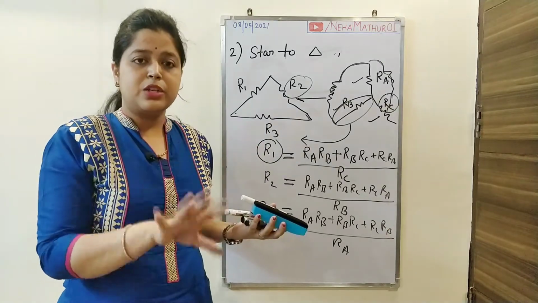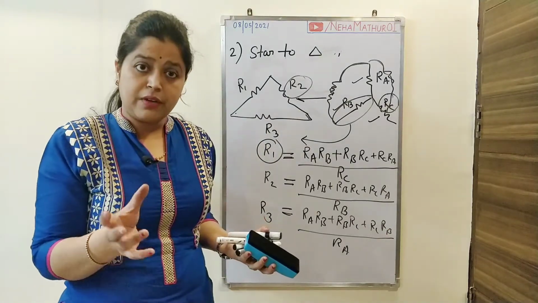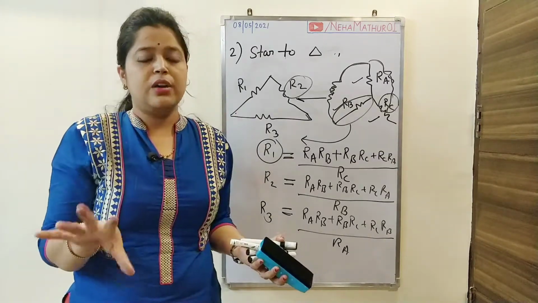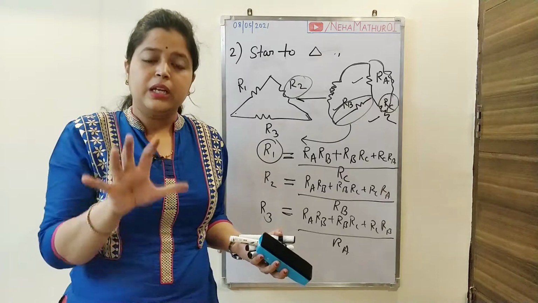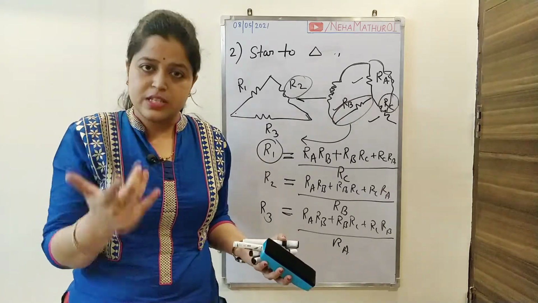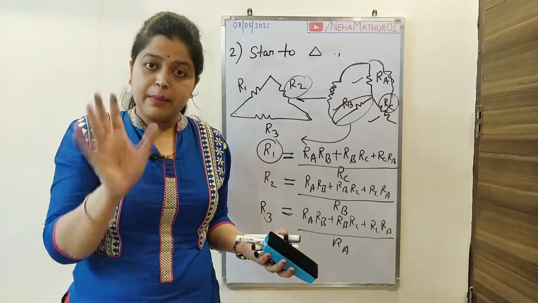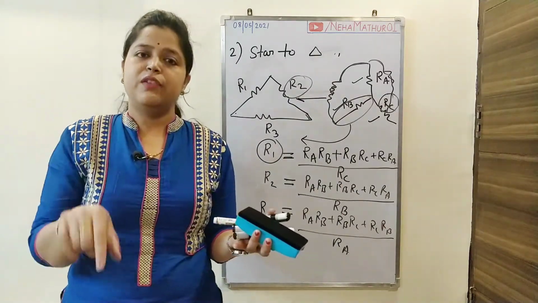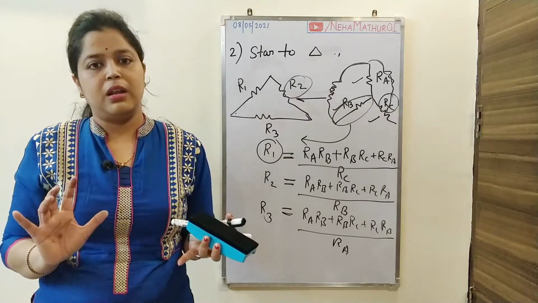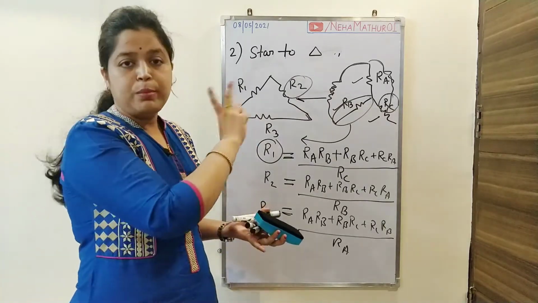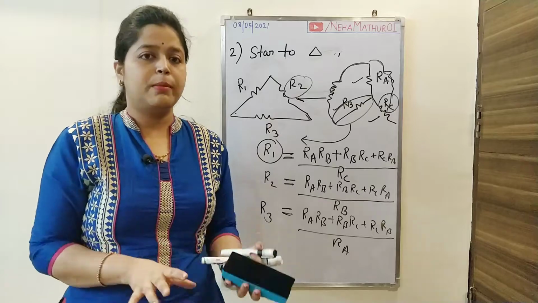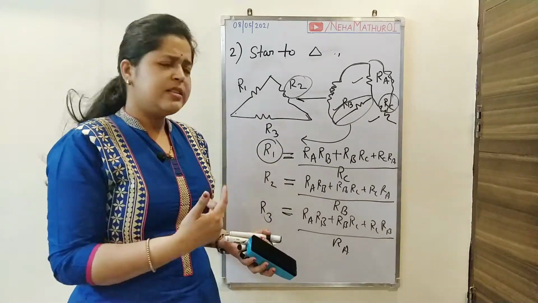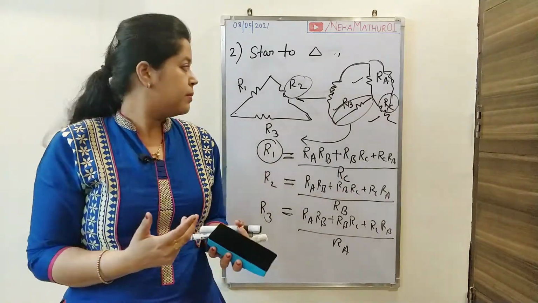And I am 100% sure that after the application of the proper conversion, star to delta and delta to star, once you are able to find the proper values of the relevant resistances, you will be able to observe the direct connections between resistances, whether they are available in the form of series and parallel. So this is all about the star to delta or delta to star conversion, and there are several questions.